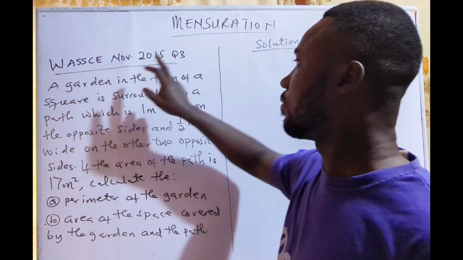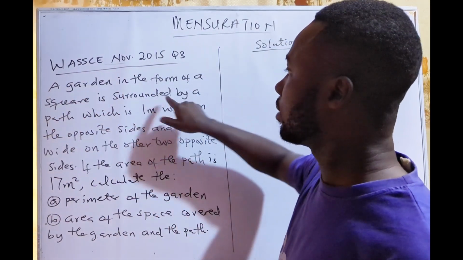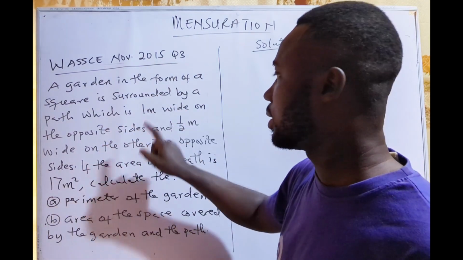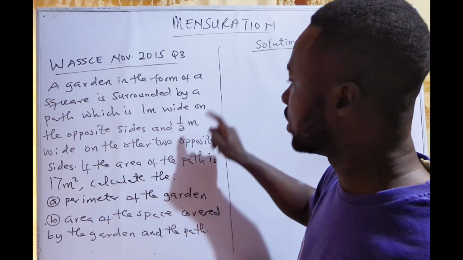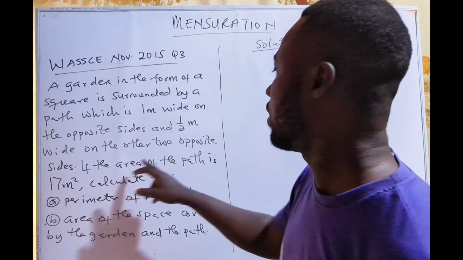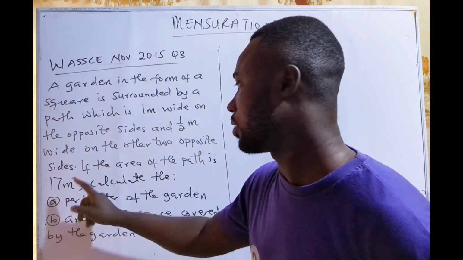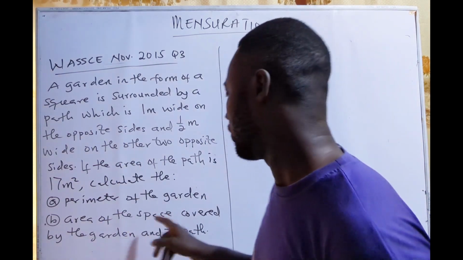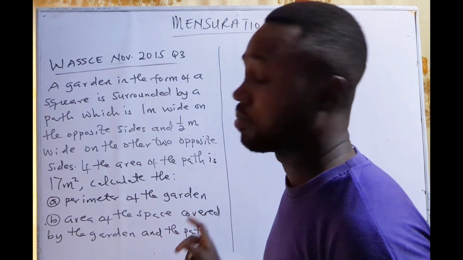A garden in the form of a square is surrounded by a path which is 1 meter wide on the opposite side and 1/2 meter wide on the other two opposite sides. If the area of the path is 70 meters squared, calculate A, the perimeter of the garden, B, the area of the space covered by the garden and the path.